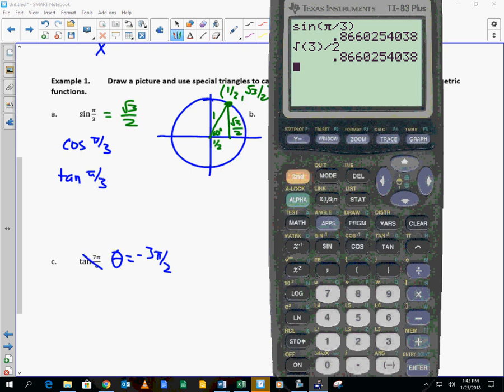Every year it happens to me. So chances are out of the 58 students currently taking this class, that one person is going to write 0.866. I give you 0 points. You write the square root of 3 over 2. Okay, that's what you need to have.